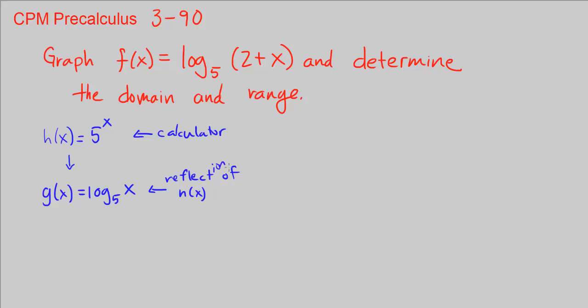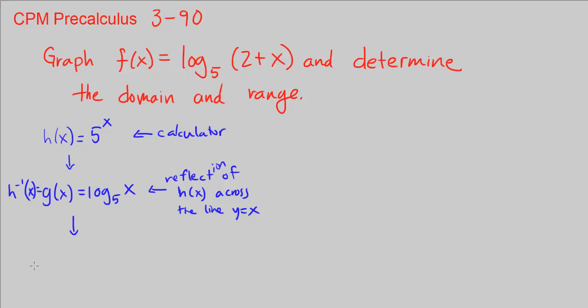across the line y is equal to x. And why is that? Because this function here is the same thing as the inverse function of h of x. Then we can get f of x, because if you notice, the input here is just x plus 2. 2 plus x is the same as x plus 2.